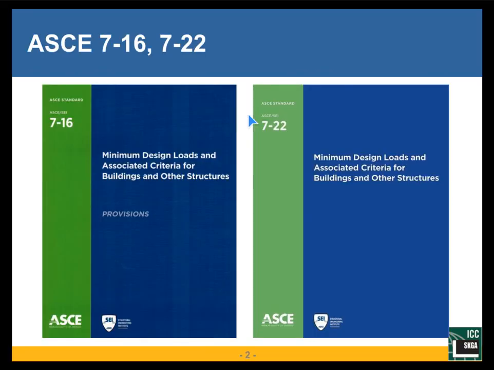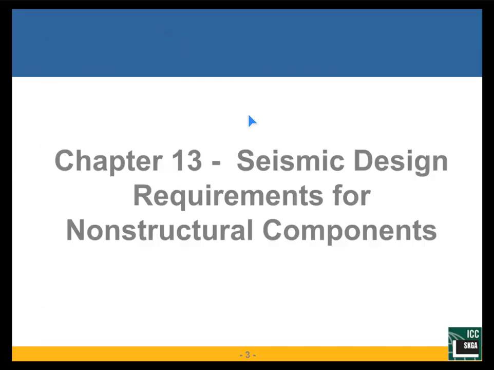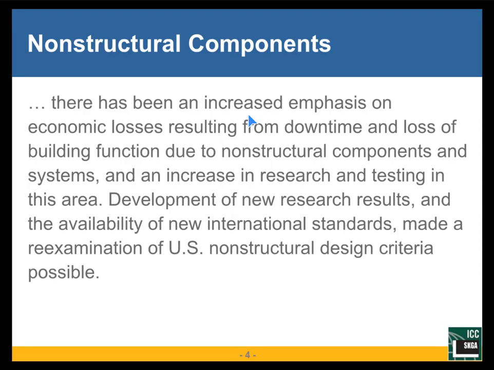The two standards, ASCE 7-16 and 7-22, don't look any different from the outside at all. The thickness has increased a little from 16 to 22, but not by a huge amount. The inside, however, is a different story. A whole lot of changes, and almost every load treated by ASCE 7 is affected. But we will concentrate on chapter 13 today, non-structural components.